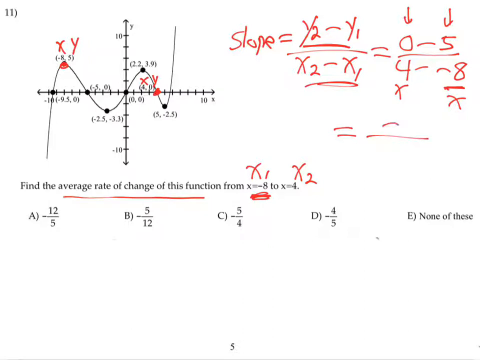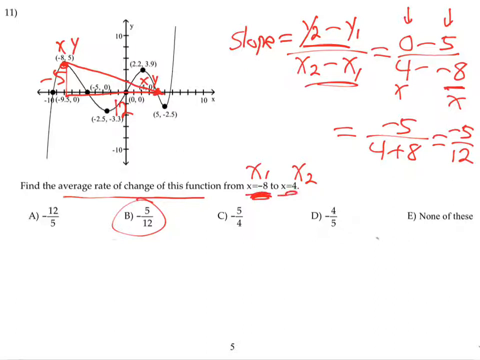What do we get? Negative 5 over 4 plus 8, right? The double negative there. Negative 5 over 12. There it is. Negative 5 over 12. That is the slope between those 2 points. That goes down 5 over 12, rise over run, between those 2 dots, between x equals negative 8 and x equals 4.